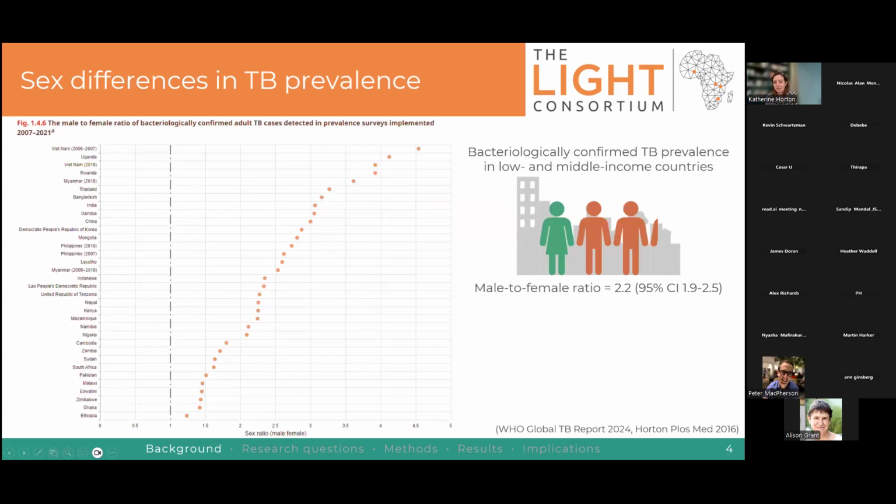However, TB prevalence surveys have shown us otherwise. So the scale up of national TB surveys since 2007, I've shown here that figure from WHO's Global TB report, shows that male to female ratios in bacteriologically confirmed adult TB are consistently greater than 1 in these surveys. We published a systematic review and meta-analysis almost a decade ago now that looked at both national and subnational surveys conducted in low and middle income countries. And we found an overall male to female ratio in prevalence of 2.2 to 1 for bacteriologically confirmed TB. And so what that indicates is really that about 70% of undiagnosed infectious TB occurs among men, despite adult men accounting for only 37% of the global population.